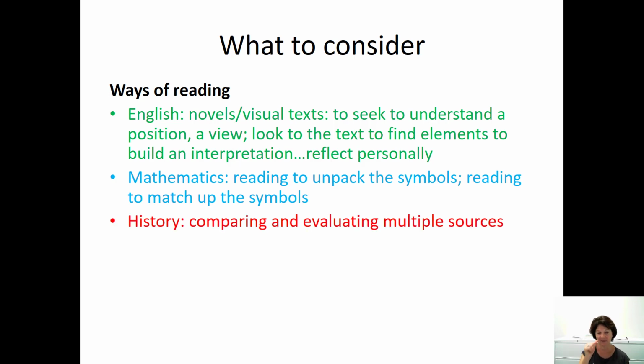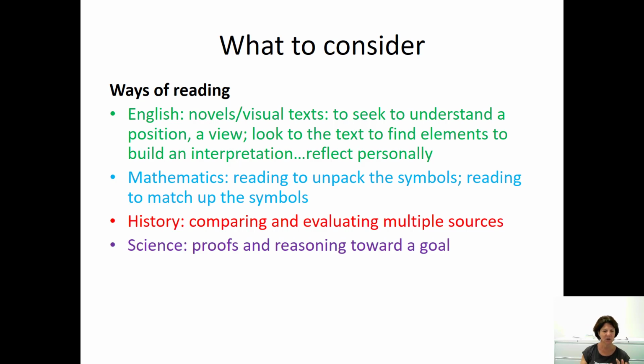In history, it's similar to English in that they want to find an interpretation, but rather than going to one source, there's that idea of going to multiple sources and trying to bring them across from different sources into one understanding. In science, we might be reading proofs and reasoning towards a goal, so we're reading about somebody else's work, trying to follow their argument to see how they came to an understanding. So again, reading for a different reason from our other disciplines. And yet we might see common ways of reading as well.